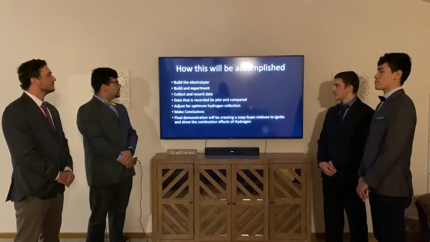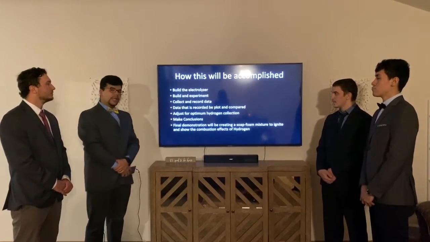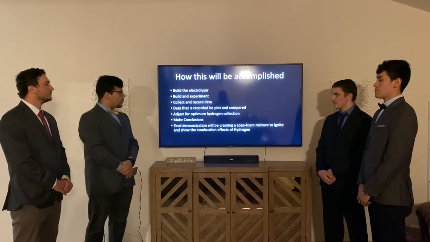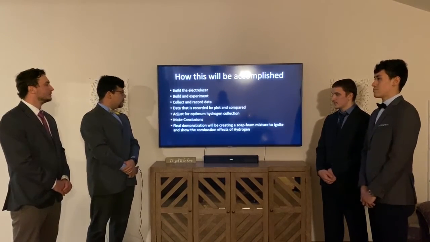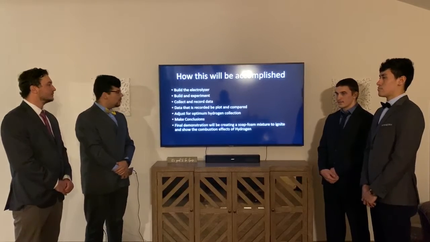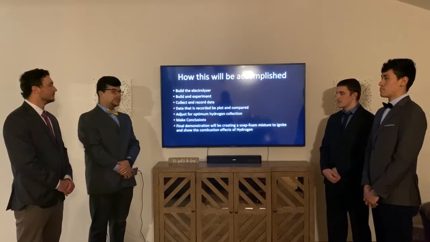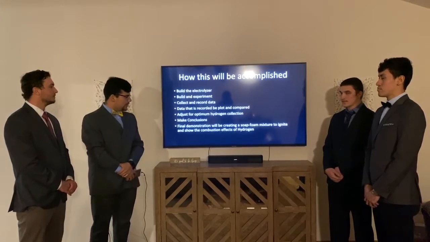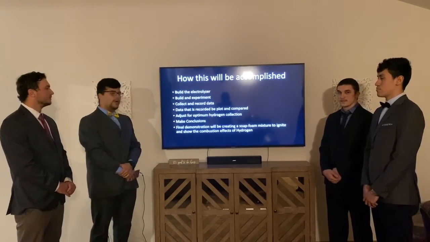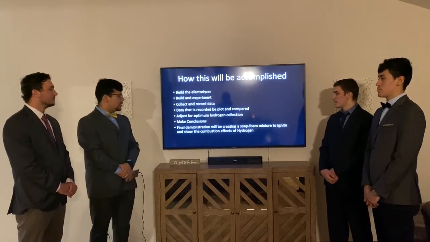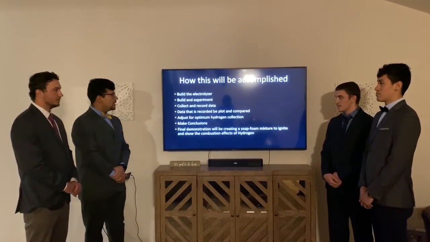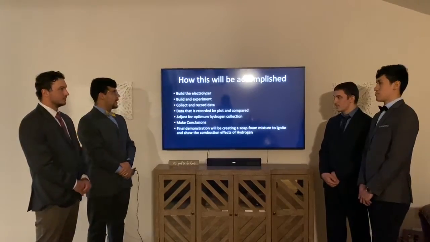This will be accomplished by building an electrolyzer, building an experiment, and collecting and recording data. The data that is recorded will be plotted and compared, adjusted for optimum hydrogen collection, and we'll be making conclusions. Finally, we'll be demonstrating and creating a soap foam mixture to ignite to show the combustion effects of hydrogen. I'll be passing it over to Fernando, who will be talking about conceptual design.